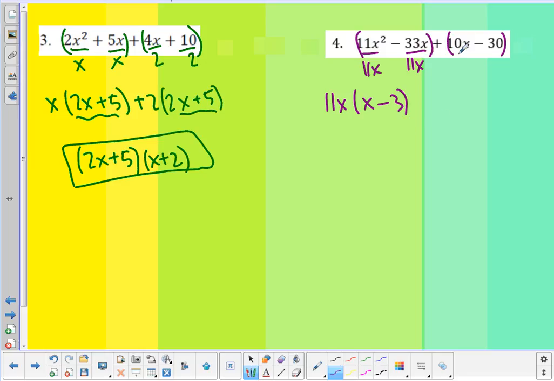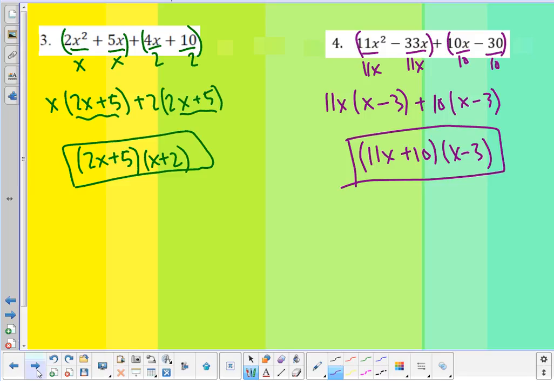Over here, 10x minus 30, I can take out a 10. So 10 is outside, x minus 3. And then 11x plus 10 and x minus 3. That is my factored form.